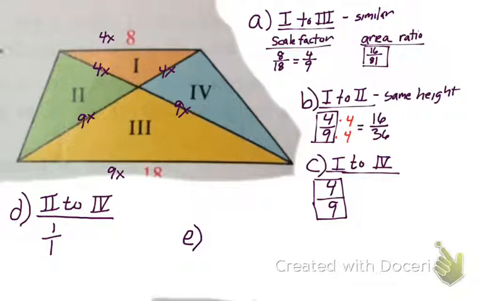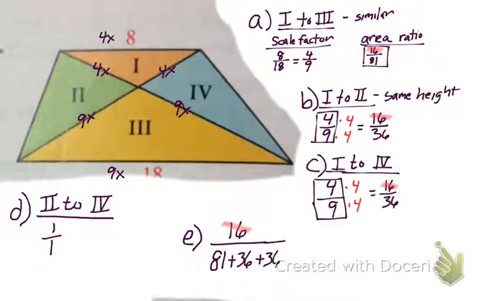16/36. Do the same thing to this guy, times 4 times 4. That's going to equal 16/36. The only reason I did that is so that I had 16 on top all the way across, which tells me on E I can have a 16 on top. Then on the bottom I put all of those numbers: 81 plus 36 plus 36, and here's where it gets a little tricky. See how tricky that is?